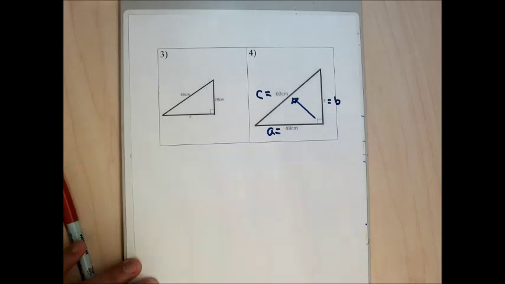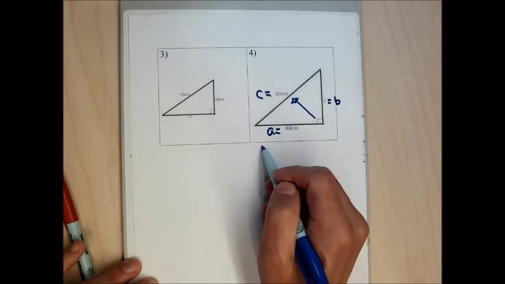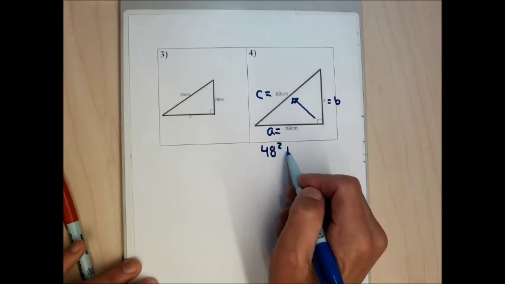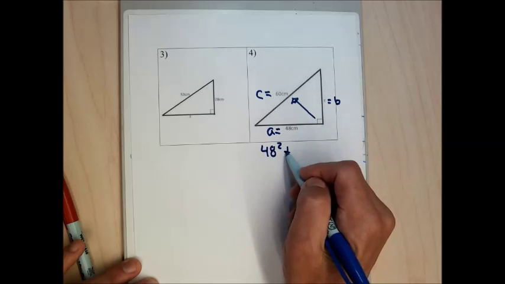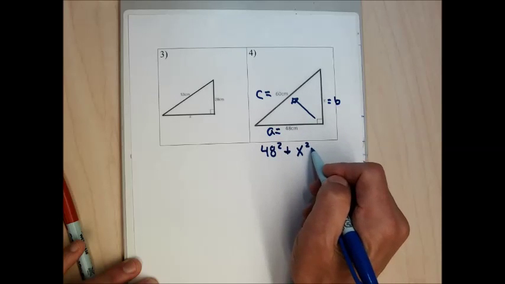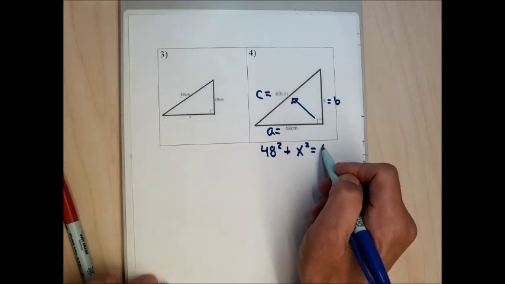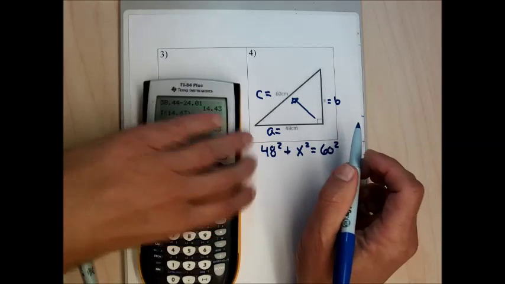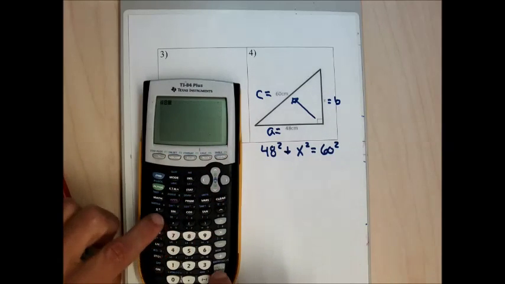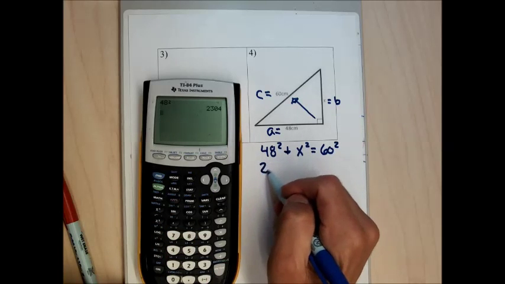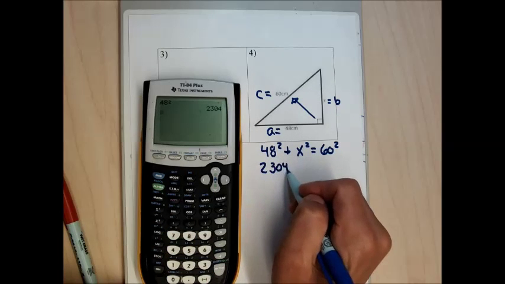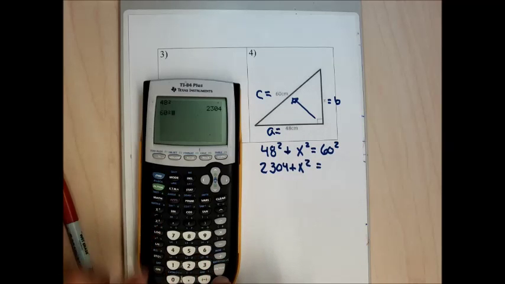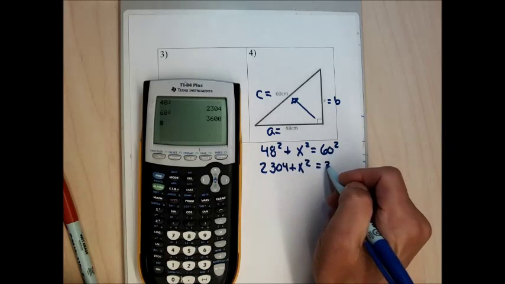So when I go to do my problem, I'm going to go the side that I call A squared plus the side that I call B, which I'm now going to call X squared, equals the side that I labeled C squared. Got to use my calculator at this point. So 48 squared gives me 2,304 plus x squared equals 60 squared, which is 3,600.